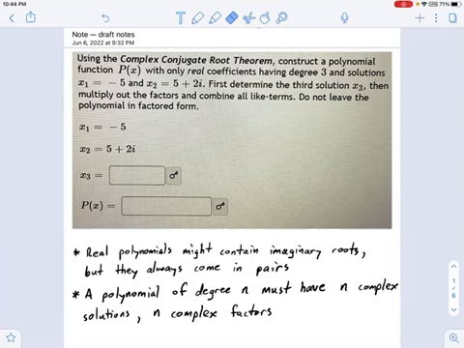This is a little bit more about the complex conjugate root theorem, which takes a long time to explain, but it really is very, very easy if you just think about it in this sense. When you have a polynomial which only has real coefficients, and that's very important. Real coefficients are things like 5, 10, square root of 3. No imaginary numbers, in other words.